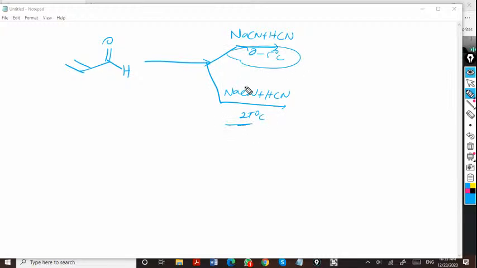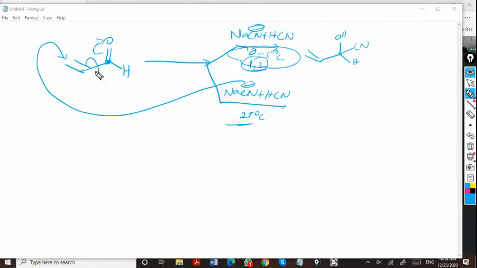So at low temperature, what is going to happen? 1,2 addition is going to take place. 1,2 addition means at the carbonyl carbon and at oxygen. So CN will act as a nucleophile, giving OH and CN. If it is high temperature, CN minus can attack at the beta position, and the double bond can move here, and this O minus is going to be generated.